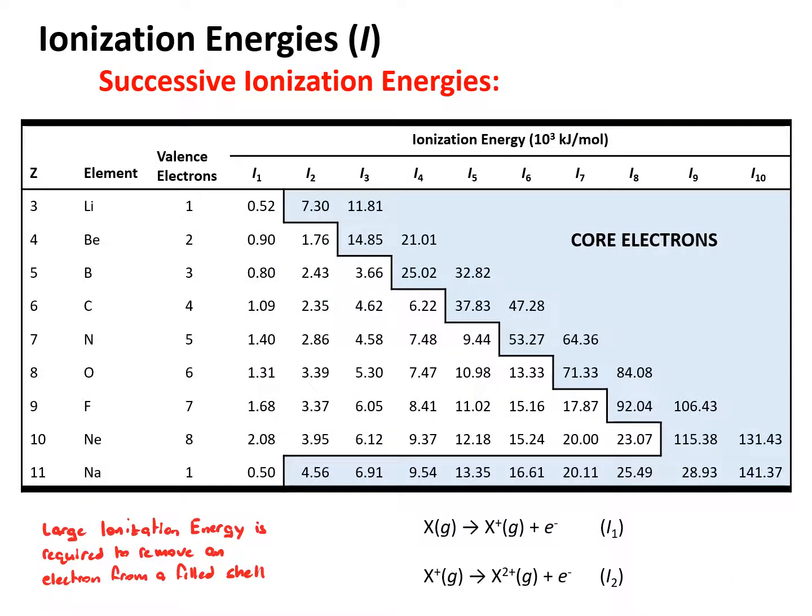Here we have the ionization energies for a variety of different elements in the periodic table. As you can see, in some cases we have a large jump or increase in the ionization energies. For example, going from the first to the second ionization energy for lithium, going from the second to the third ionization energy for beryllium, and going from the third to the fourth ionization energy for boron. As we mentioned previously, this large jump in the ionization energy is due to the fact that we are starting to remove core electrons.